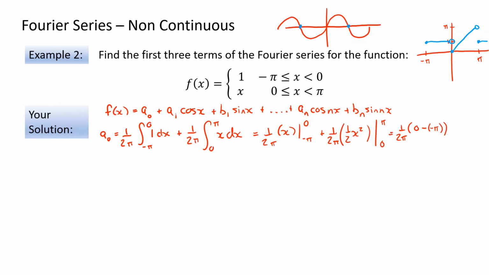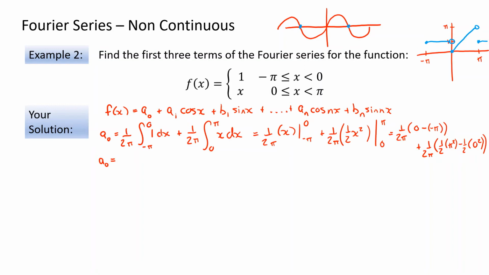Okay, so that is for this first integral, plus 1 over 2 pi times 1/2 times 0 squared minus 1/2 times pi squared, minus 1/2 times 0 squared. Okay? So if we simplify these, we get that a0.